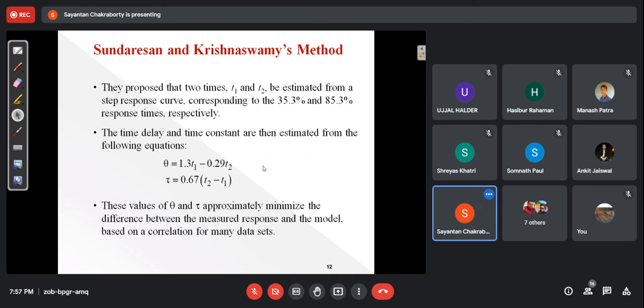Instead of 63.2 and 28.3, there are two other values, 35.3 and 85.3, with 50% change in between them.